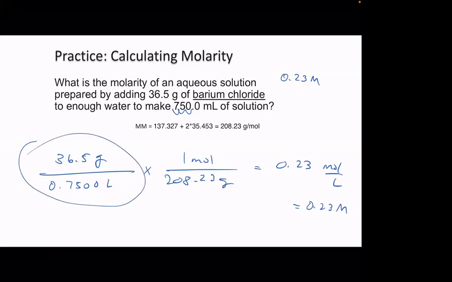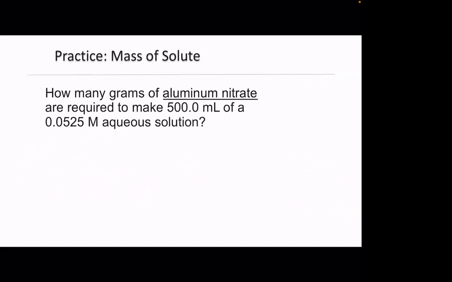Question. The book does talk about parts per million. That's real important in environmental chemistry. A lot of your water quality reports, things like that, report chemicals in parts per million, parts per billion, stuff like that. But I'm not going to talk about that really. It's not something we use typically in just chemistry. It's used in environmental chemistry, but.